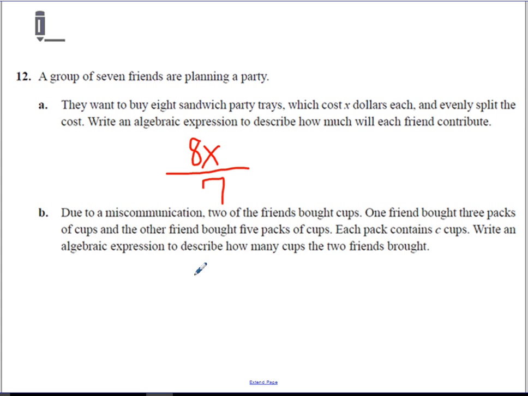So one of the friends bought 3 packs. Each pack holds the amount C, so 3 times C would give us the total cups there. And our second friend bought 5 packs, expecting a large crowd. And again, we have C amounts. So we could simplify this if we wanted to. It doesn't ask us to, but we could simplify that and say that we have 8 total packs of cups being bought, and each package holds C amount of cups.